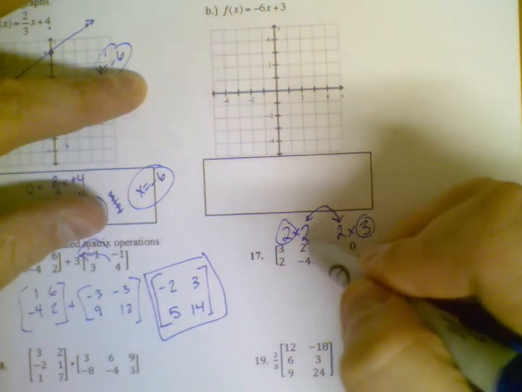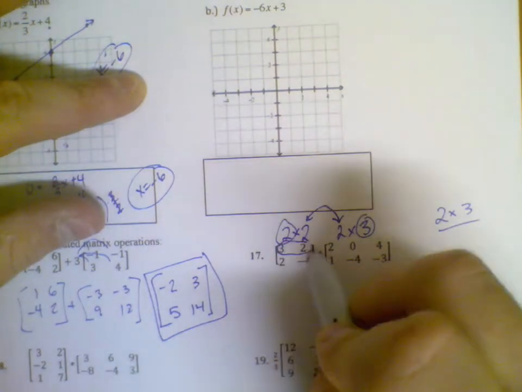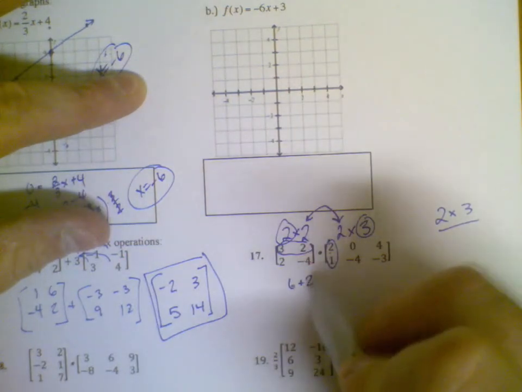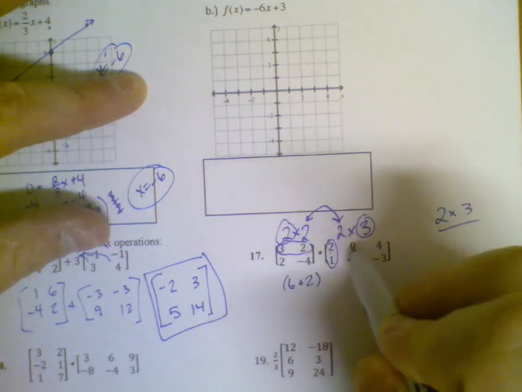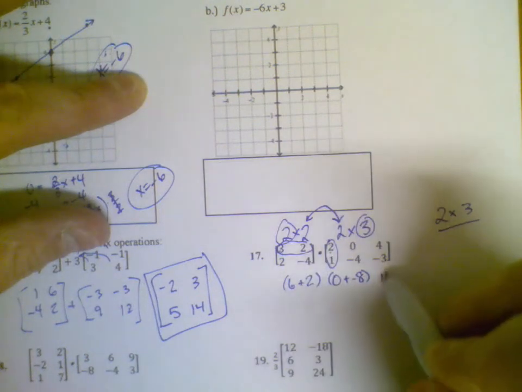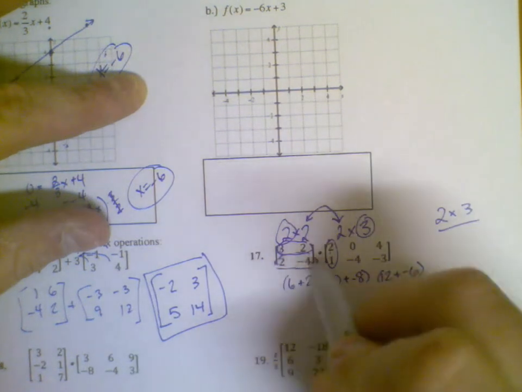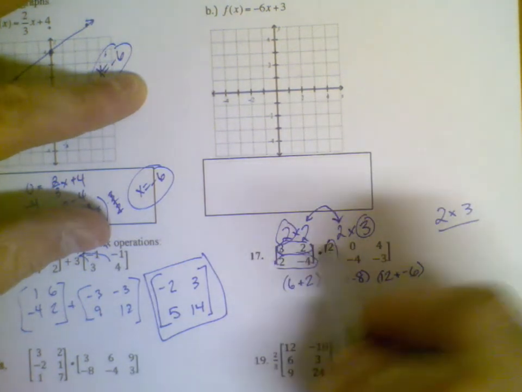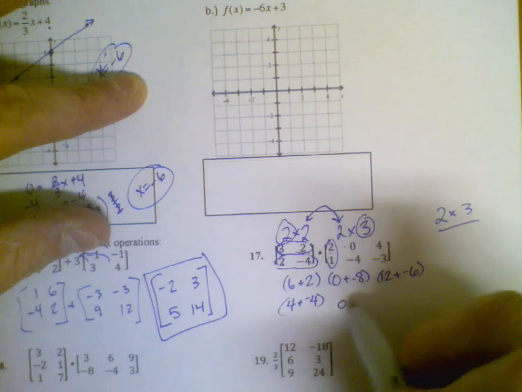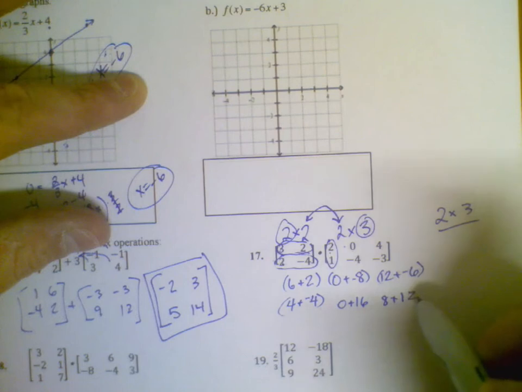Okay, so then we take multiplication is the same way as you read the size, so it's rows times columns. So 3 times 2, that's 6, and you add here. So 6 plus 2, and then we do the next one, so 0 plus a negative 8, and then 12 plus a negative 6. That's my first row. Then I bounce down to the second row in this little one, so I multiply, that's 4 plus negative 4, and then 0 plus 16, and 8 plus 12.